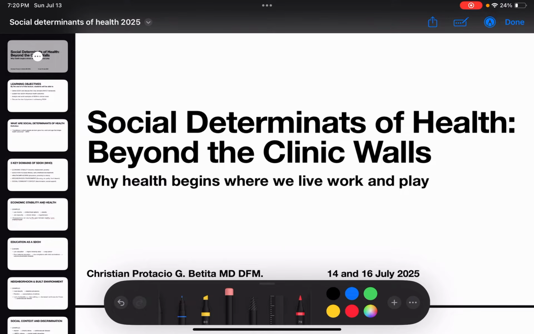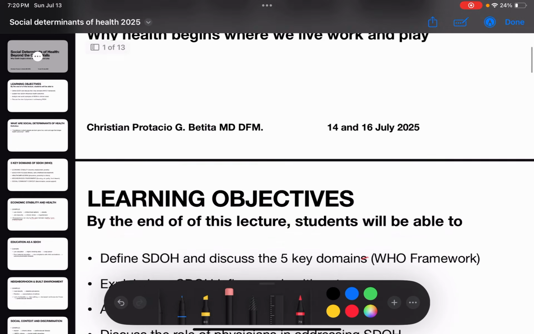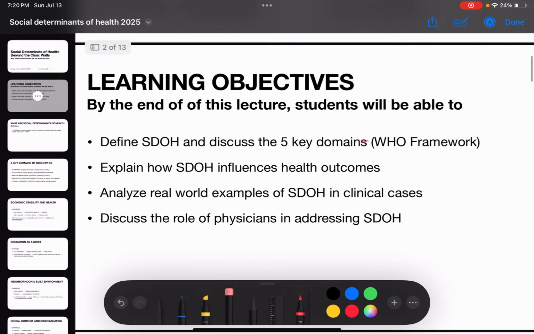Okay, social determinants of health beyond the clinic walls: why health begins where we live, work, and play. Learning objectives. By the end of this lecture, you should be able to define social determinants of health and discuss the 5 key domains, explain how social determinants of health influence health outcomes, analyze real-world examples of social determinants of health in clinical cases, and discuss the role of physicians in addressing social determinants of health.